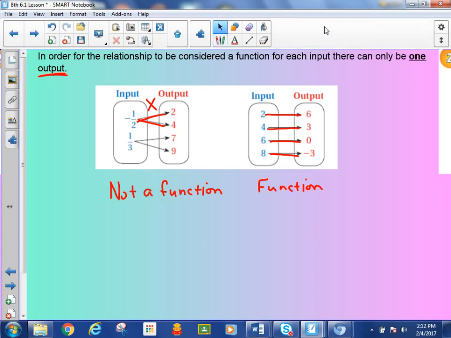Okay, the one on the left is not a function because you've got two outputs coming from one input. And the one on the right is considered a function because you only have one output going from each input.